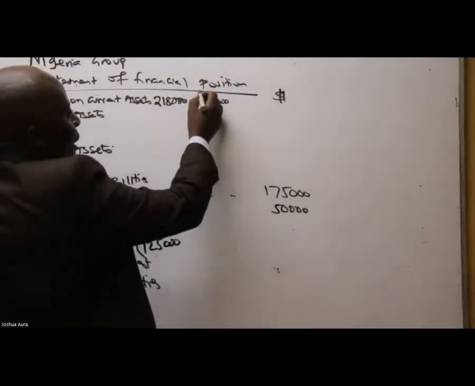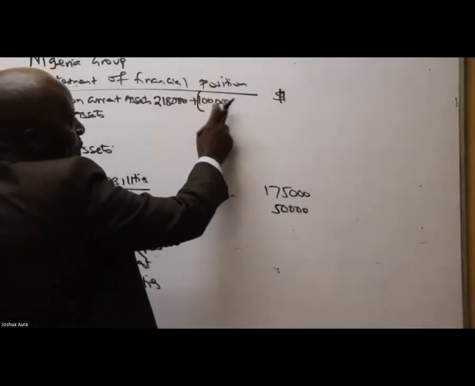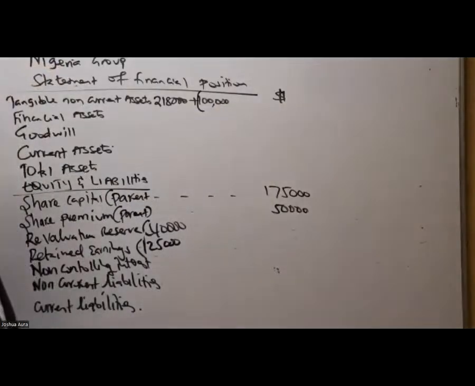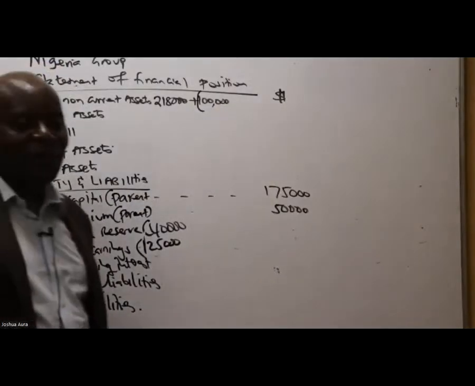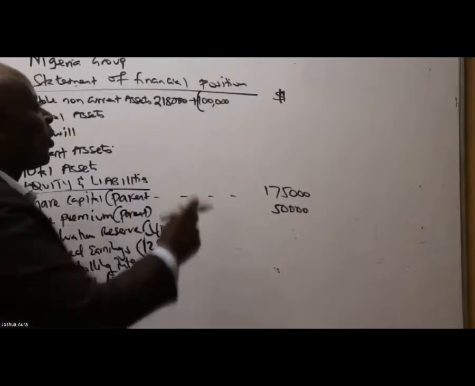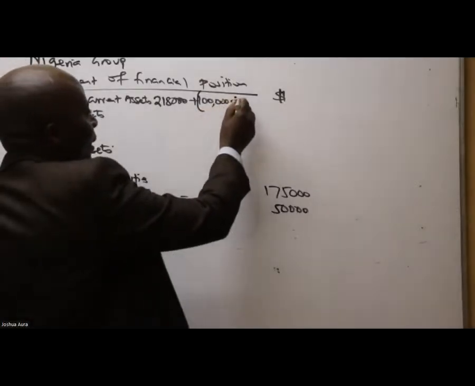Should I divide 100,000 by the 2 or multiply? Divide, isn't it? So we divide by the 2 like that.